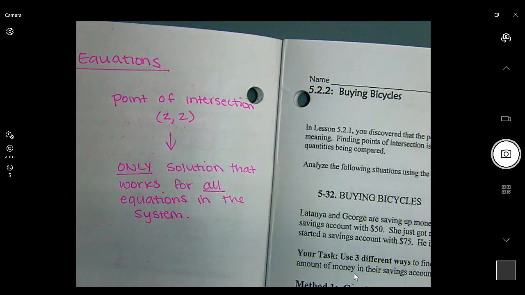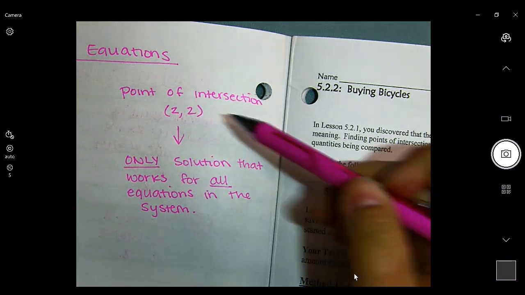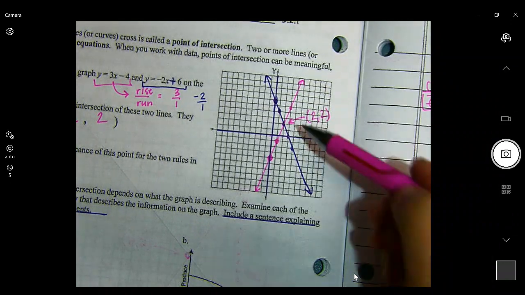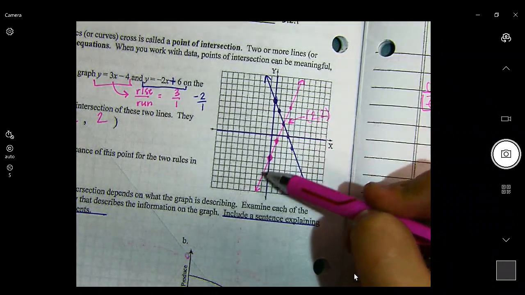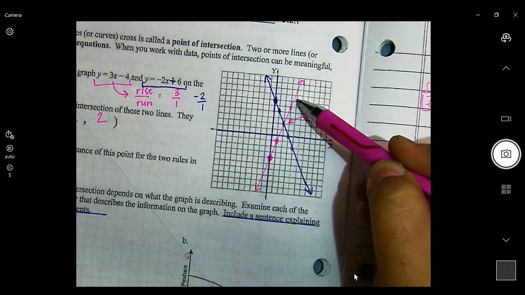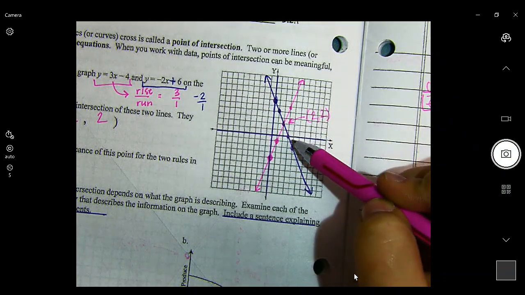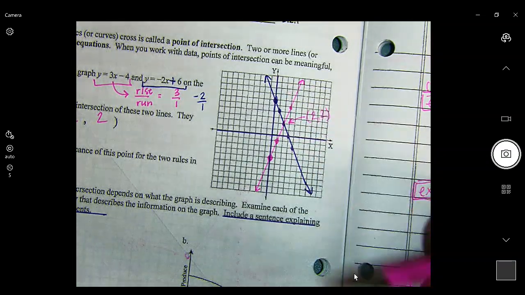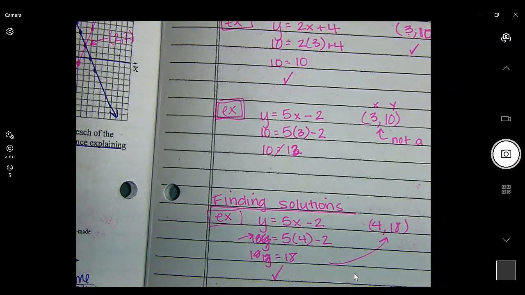Okay, so this is the only point, the only solution that both lines have. All of these points on this pink line would be considered a solution to this equation. All the points on the blue line would be considered a solution to this equation. All right, hopefully this is all making sense to you.